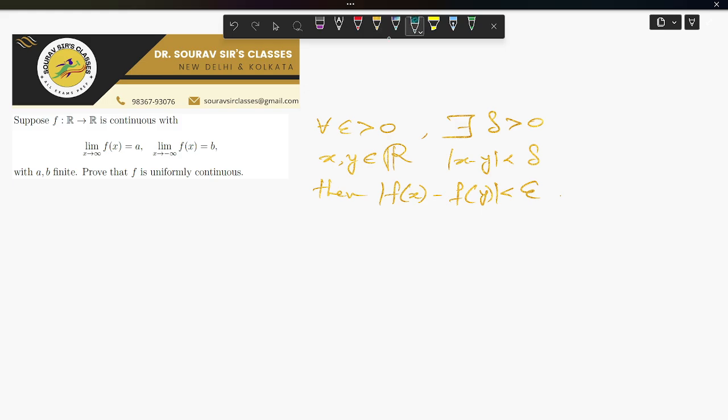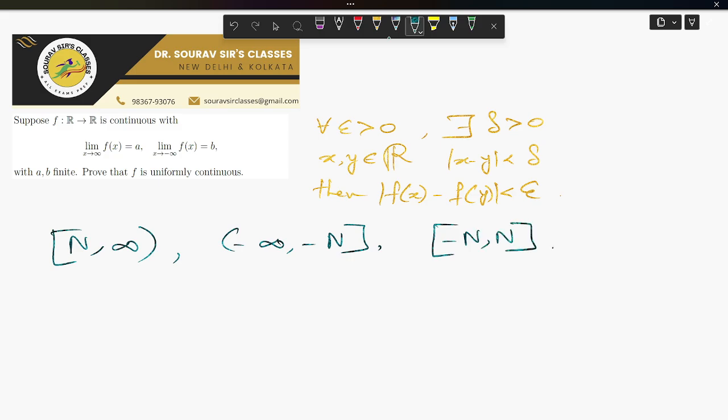Now we will split R into three regions: a large positive interval, closed n to infinity, a large negative interval, minus infinity to minus n closed, and a compact interval, minus n to n. Then we show uniform continuity in each region. The first step is to see the function's behavior at plus infinity and minus infinity.